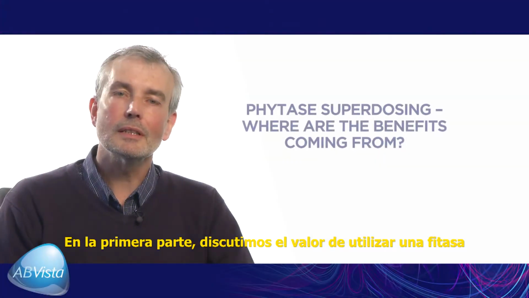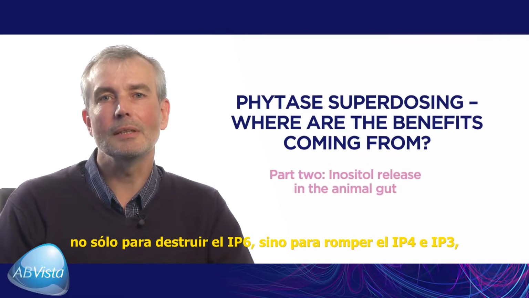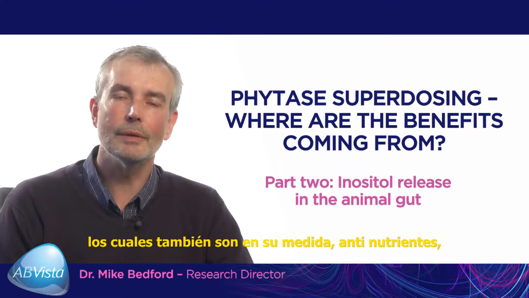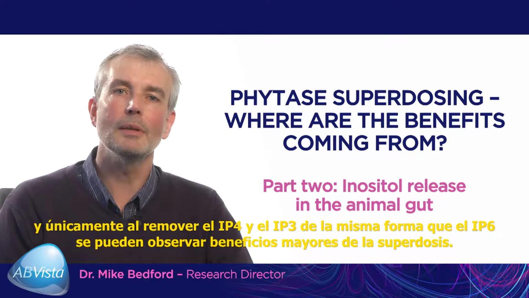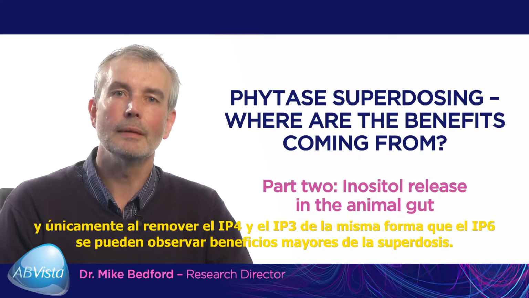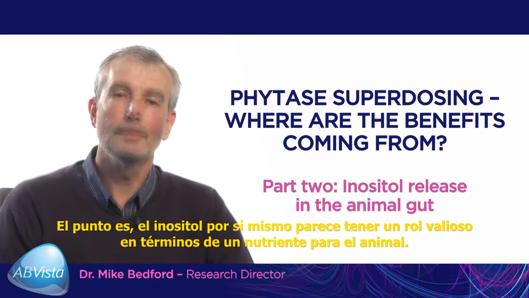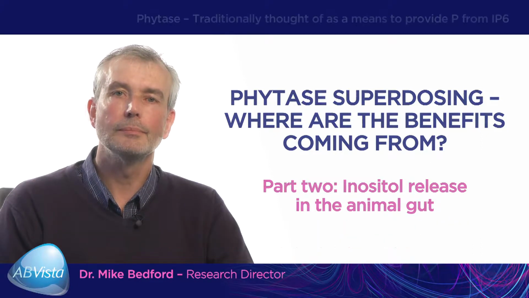In part one, we discussed the value of using a phytase not just in destroying IP6, but also in breaking down IP4 and IP3, which are also in their own right anti-nutrients. And it's only when you remove IP4 and IP3 as well as IP6 that you see the major benefits of superdosing. Here in part two, what I want to discuss is what happens when you break phytic acid all the way down to inositol. The point is, inositol itself seems to have a valuable role to play as a nutrient for the animal.